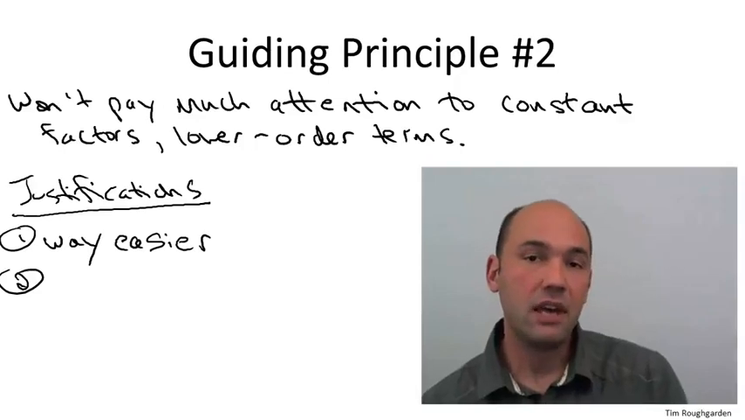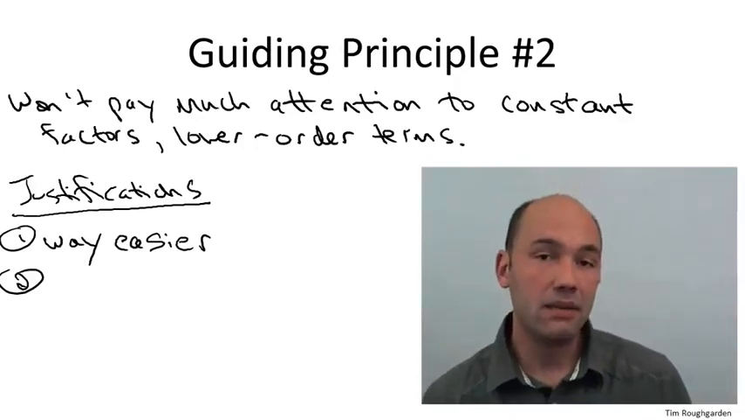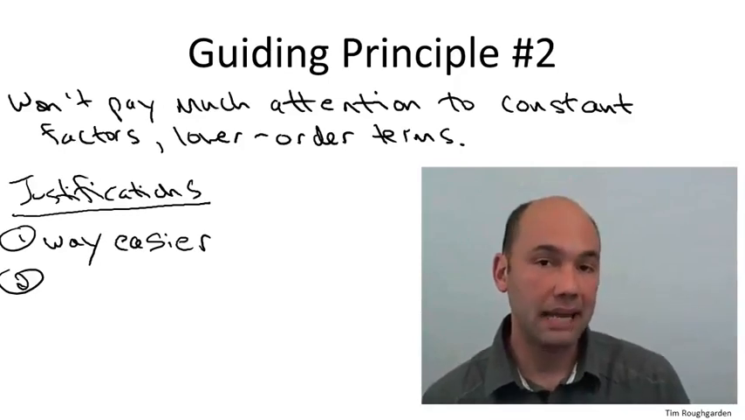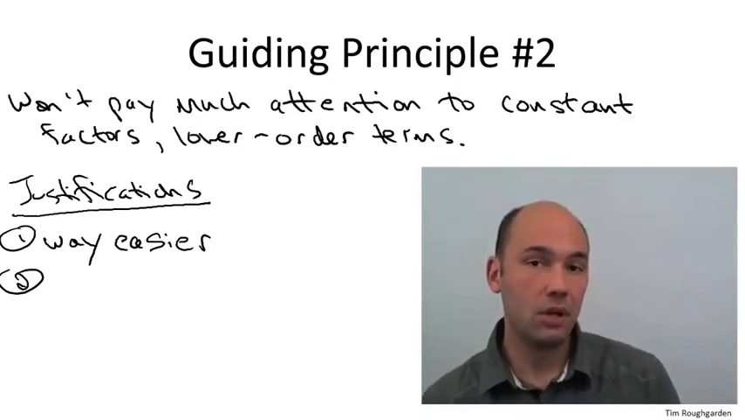The second justification is a little less obvious, but is extremely important. So I claim that given the level at which we're describing and analyzing algorithms in this course, it would be totally inappropriate to obsess unduly about exactly what the constant factors are.